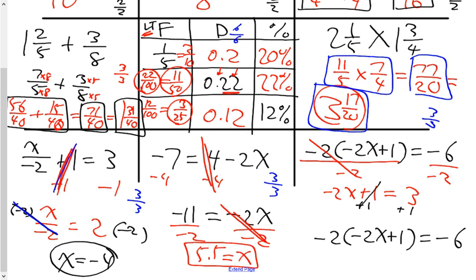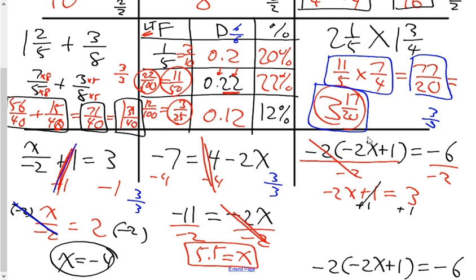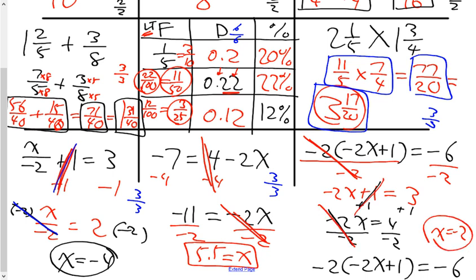That's worth a point. I'll bring this down a little bit more. You get -2x equals 4, and divide both sides by the coefficient of -2, and your final answer is x equals -2. 1 point for this line, 1 point for that line, 1 point for that line, and 1 point for your answer, x equals -2. So this question is worth 4 points. Okay?